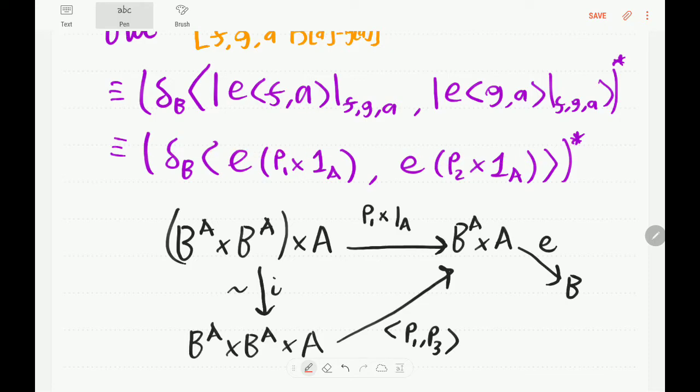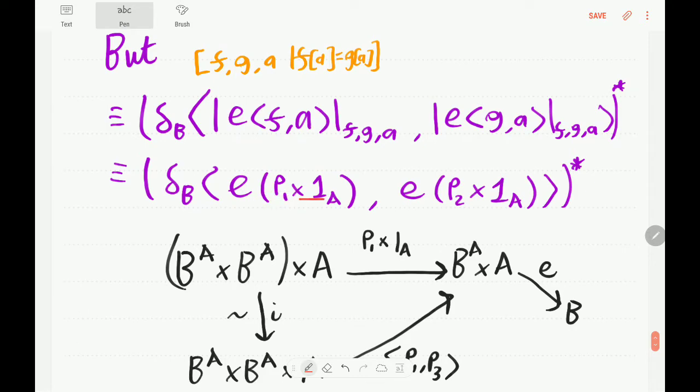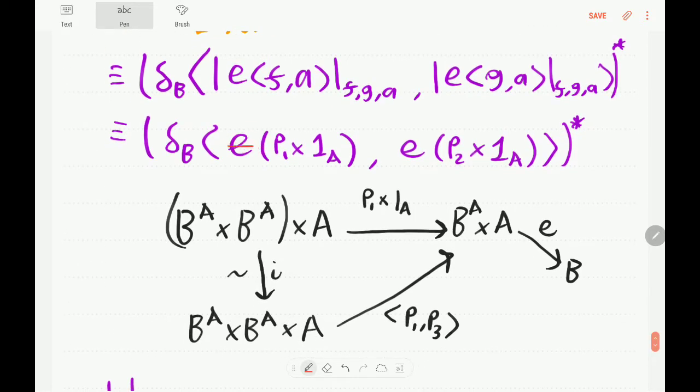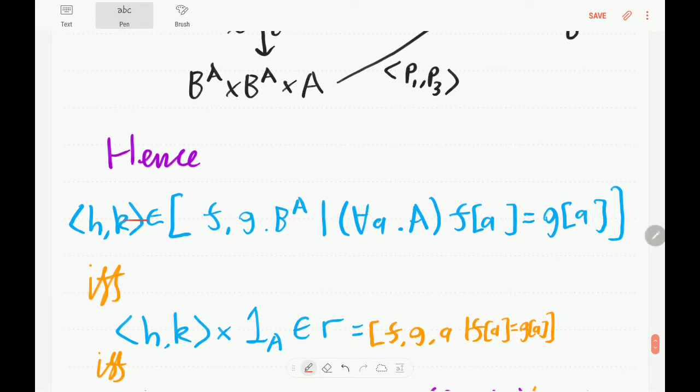And so this R here is just going to be the sub-object classified by delta B, E P1 times A, comma E P2 times 1A. And this is, of course, just going to be the equalizer of E P1 times 1A and E P2 times 1A. And so basically, we've got that H comma K is in our original extension, that is the extension of for all A, F evaluated on A equals G evaluated on A.